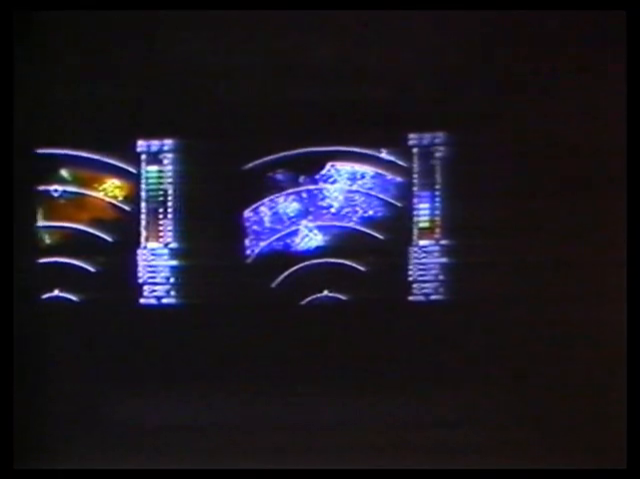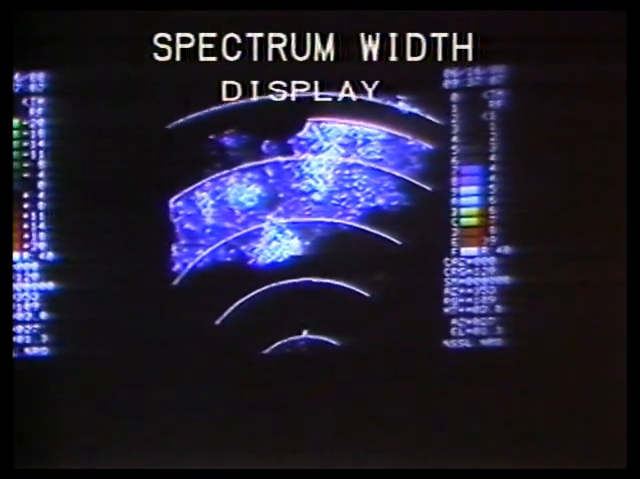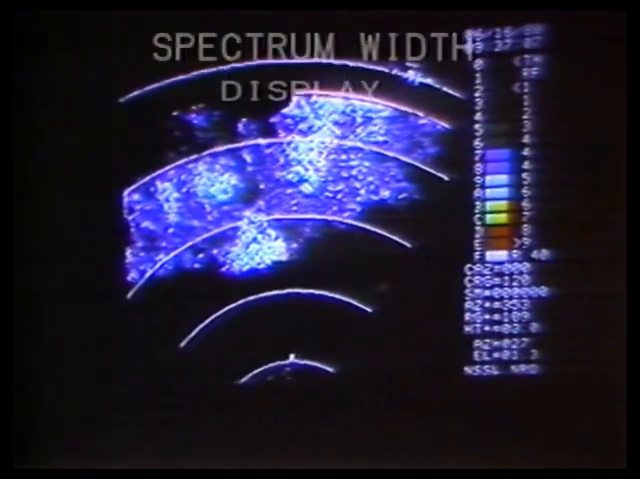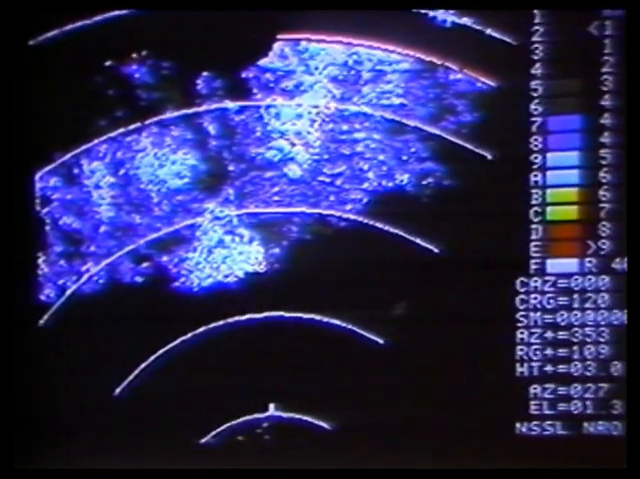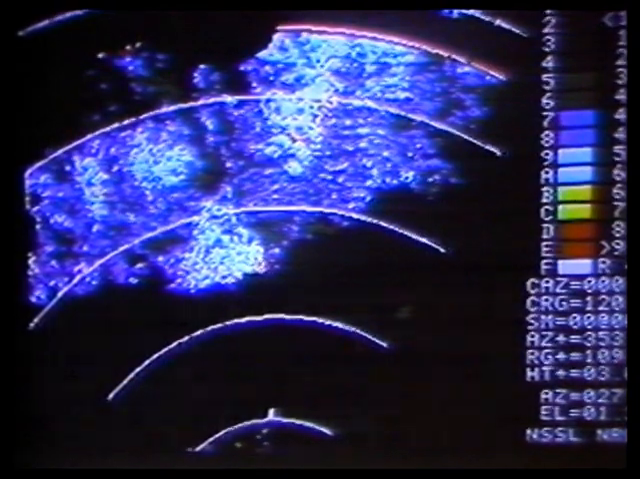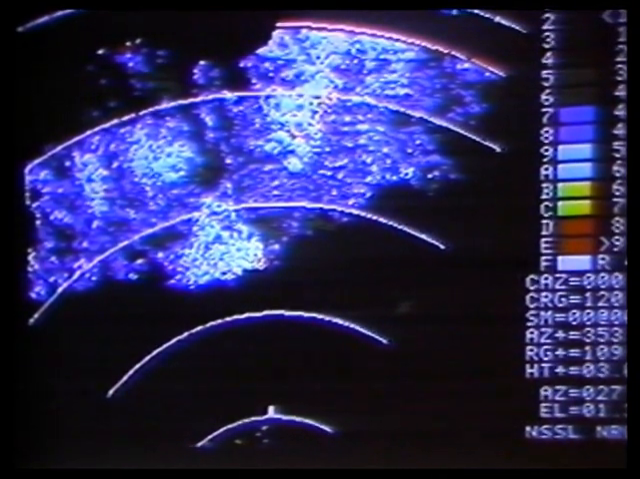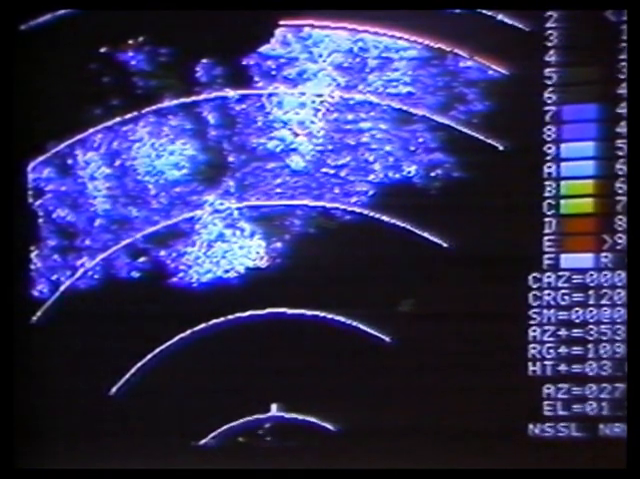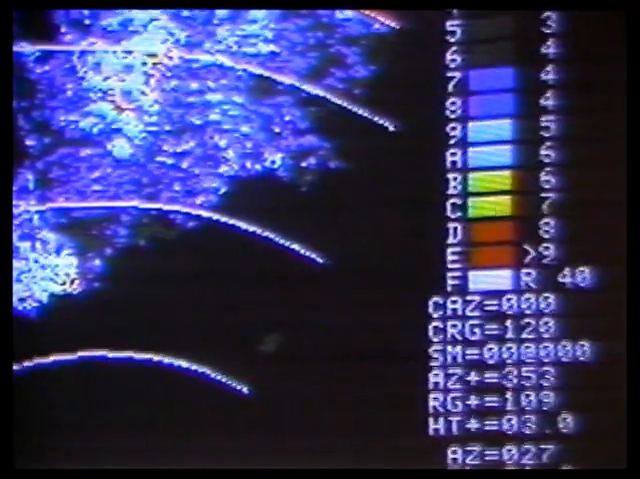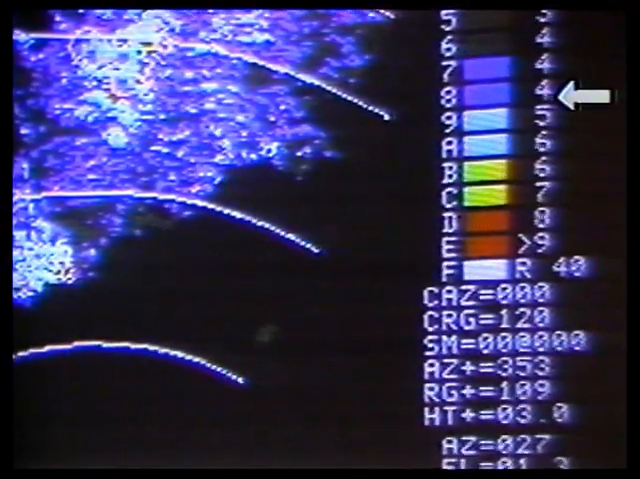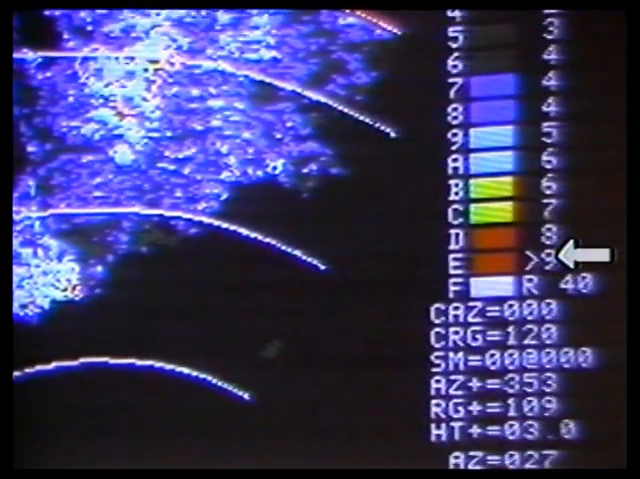Next is the spectrum width or the spectrum spreading display. This display is of particular interest to air traffic specialists because it helps pinpoint areas of turbulence and measures their intensity. Velocity spectrum width is the variance of radial wind speed within the radar beam. The greater the difference, the more severe the shear and turbulence. As verified by aircraft penetration, values of greater than 4 meters per second indicate possible significant turbulence.